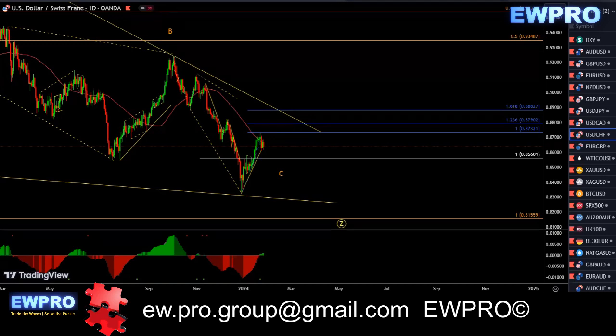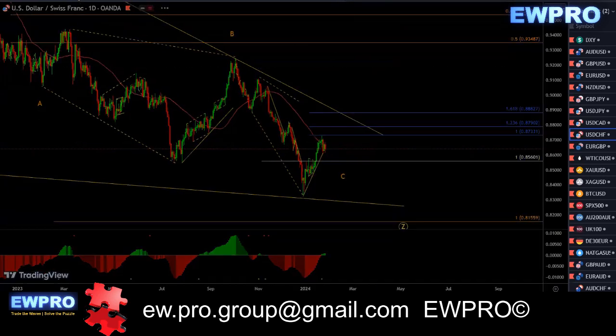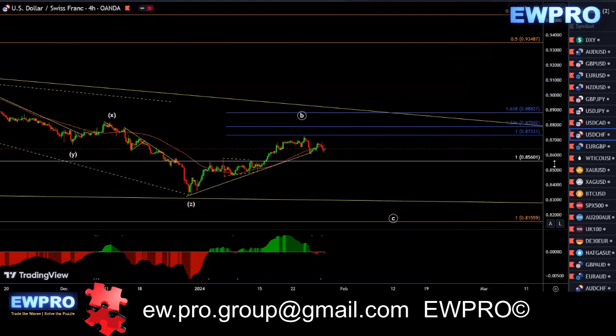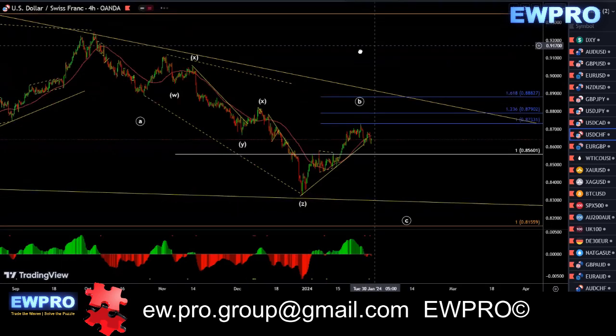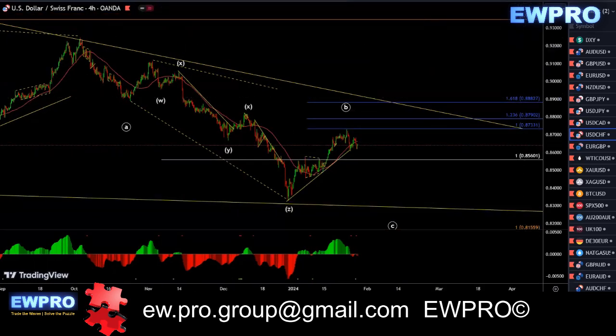So it's sort of what I'm looking at on the H4. This can fall over. I've been looking for this flat for a very long time. If you follow me, you'd know I've been looking for this flat.